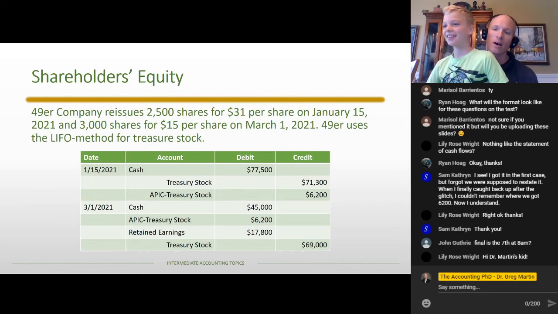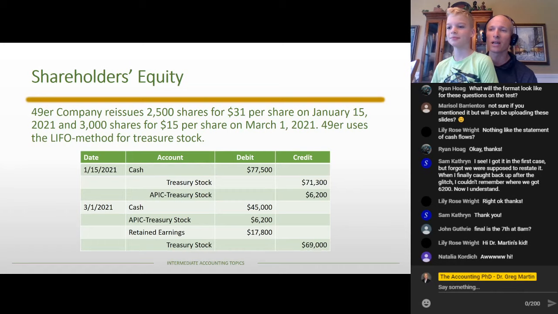Anyway, so the final is on the 7th at 8 a.m. You have 2.5 hours, so 150 minutes. But just remember, the one thing that I didn't do last time, that I'm going to do this time, is I'm going to leave the window open a little bit longer. So if you can't start right at 8 a.m., you'll still have 150 minutes. I think I cut it off completely at 11:30.